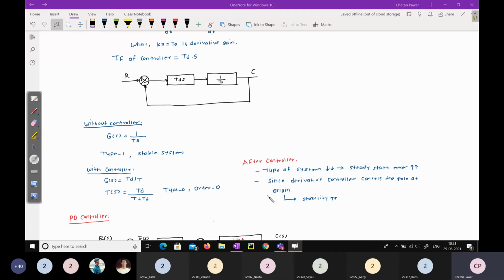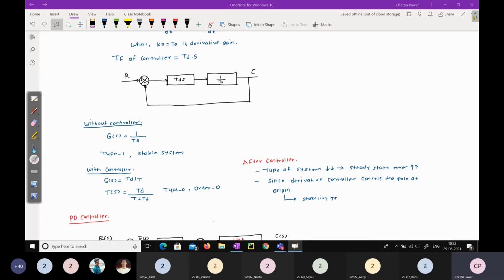Now one main advantage of the derivative controller is that there is a zero at the origin in the transfer function of the controller, Td into s. So in the open loop transfer function, if there is a pole at the origin, it will get cancelled. Because of that, system stability will increase. That is the second advantage. The disadvantage is that steady state error increases, but stability increases.